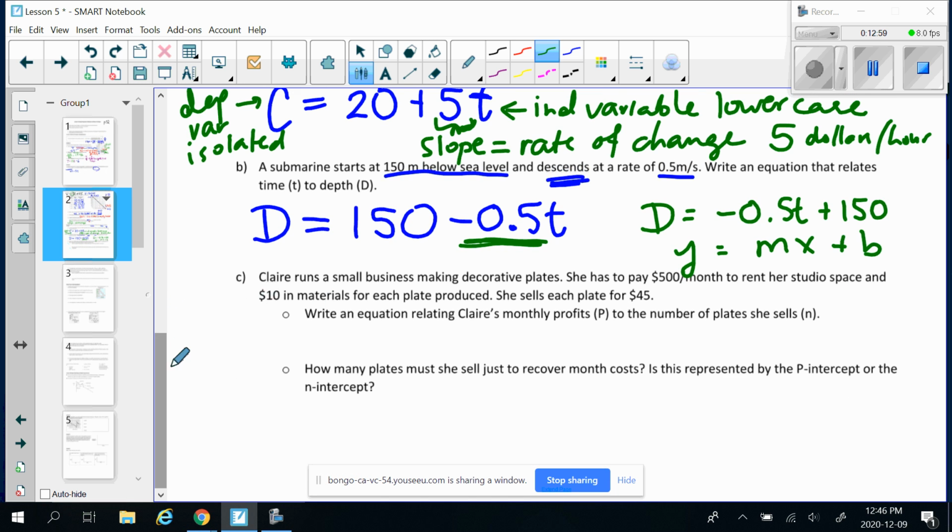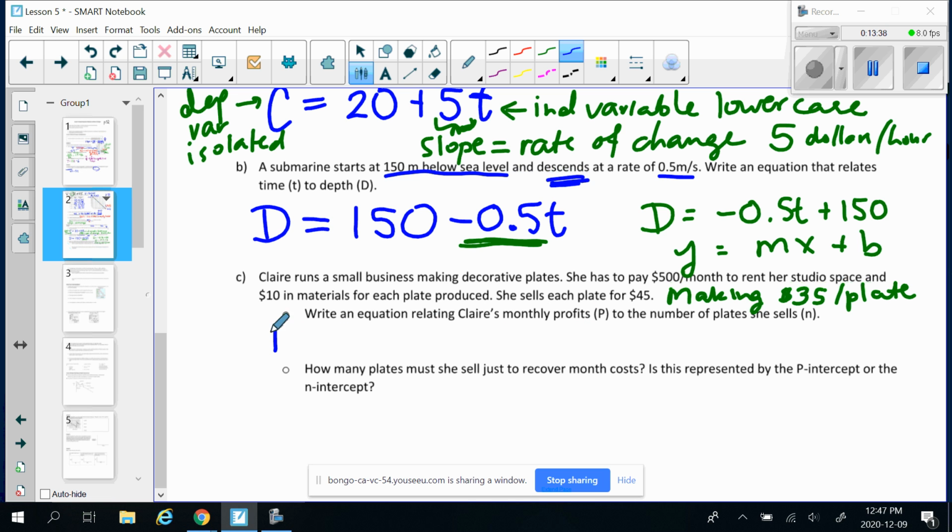Okay, next one. Claire runs a small business making decorative plates. She has to pay $500 a month to rent her studio space and $10 in materials for each plate produced. Then she sells each plate for $45. Here's what I want you to note: you sell the plate for $45, but you had to pay $10 in materials, so you're really only making $35 per plate, right? So keep that in mind as we proceed. Write an equation relating her monthly profits to the number of plates she sells.